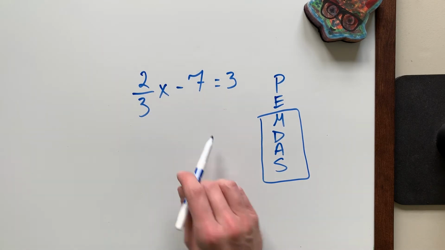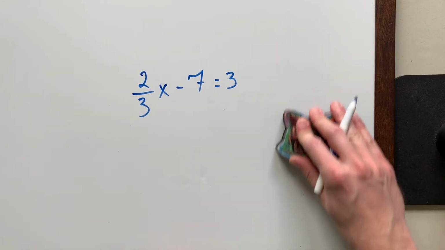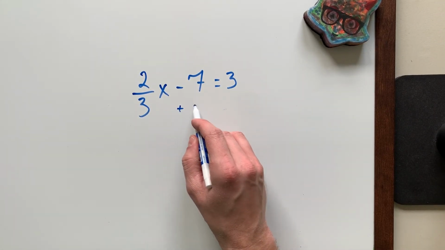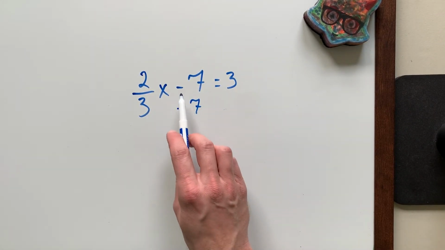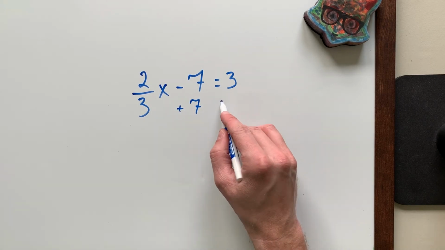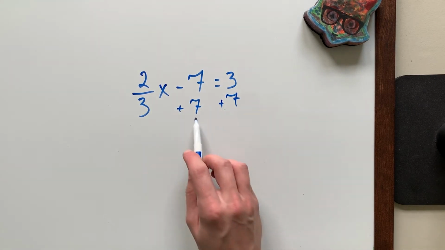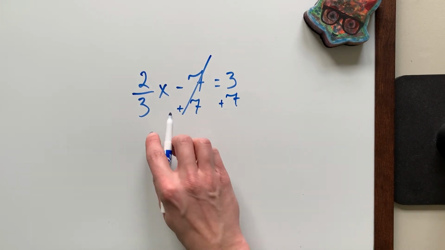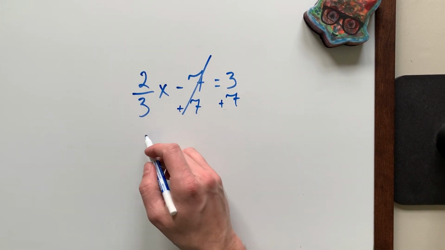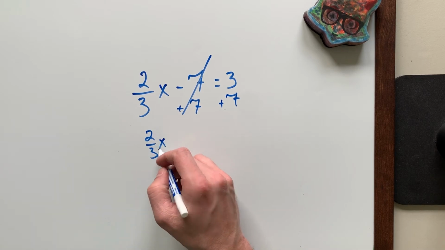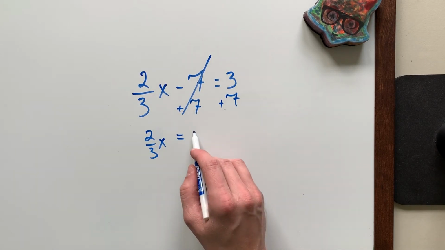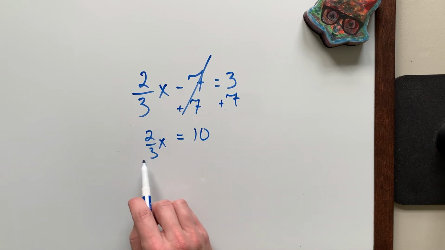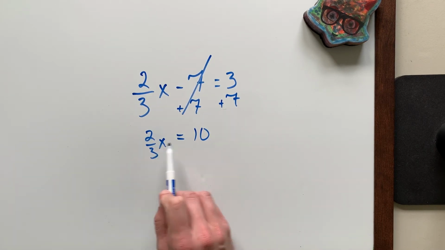It's further away. So let's go ahead and start by working our way from the outside in, and we're going to move the 7 first. Since it's a minus 7, I'm going to add to cancel it out, and whatever I do to one side, I have to do to the other. So this goes away, and I get 2/3 of x is equal to 3 plus 7 is 10. Okay? Now I've got 2/3 times x is equal to 10.